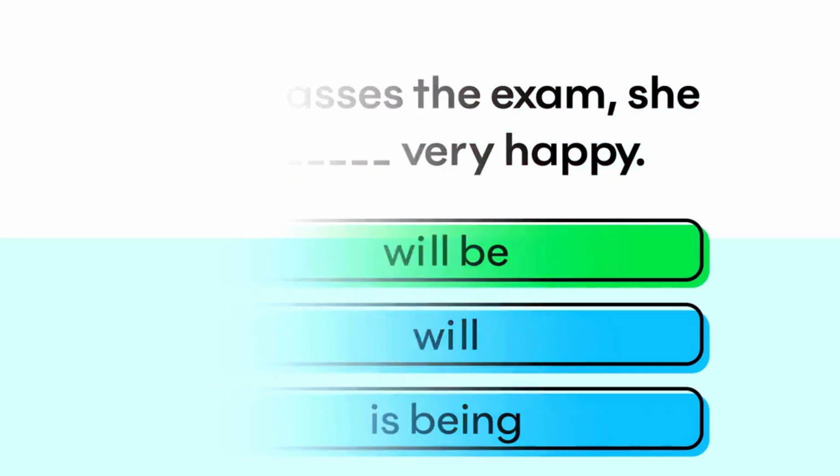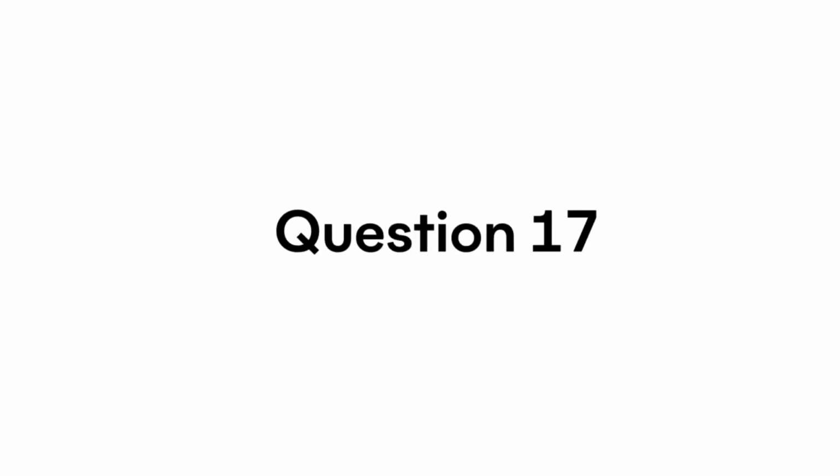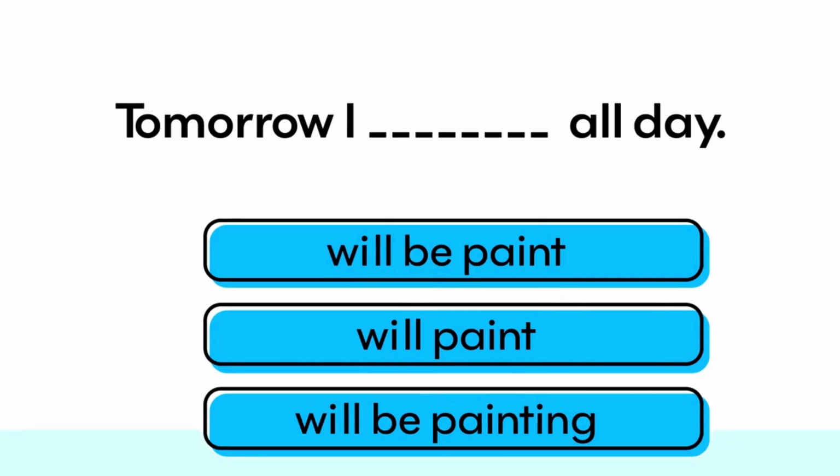Question number 16. If she passes the exam, she will be very happy. She will be very happy. She will very happy. She is being very happy. So this is a prediction that you're making about a person. So of course it will be: she will be very happy.